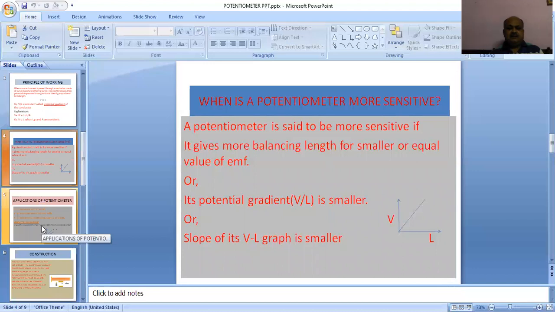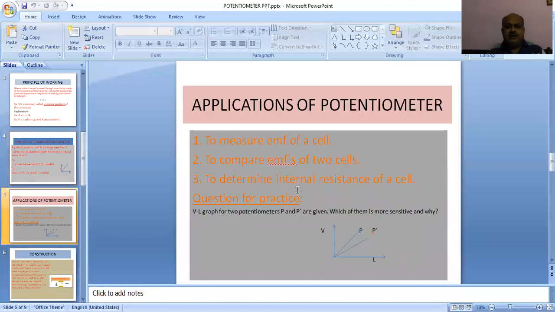Next is, for what purposes can we use a potentiometer? It is used to measure EMF of a cell, that I have already discussed. Second application is to compare EMFs of two cells. You are given two cells whose EMFs are unknown, but using a potentiometer, you can compare the EMFs of the two cells. Third is to determine internal resistance of a cell. For these three purposes, we will use potentiometer.